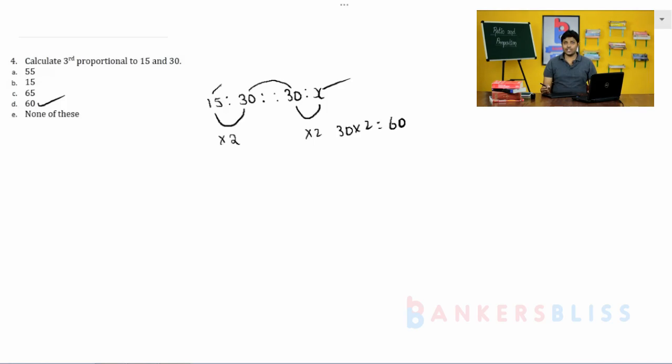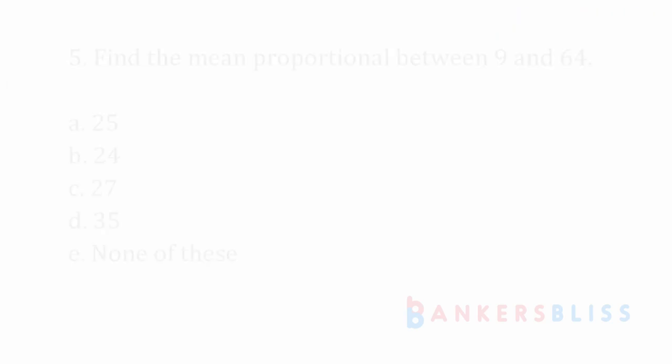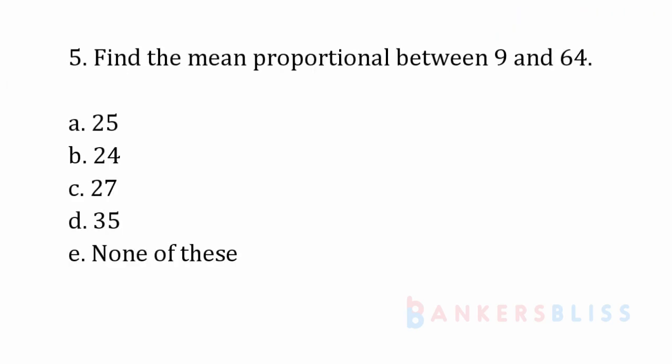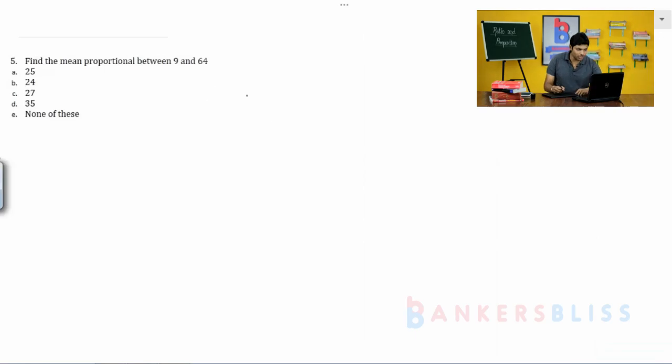Okay, let's move on to the next problem, problem number 5. Find the mean proportional between 9 and 64. So you have to calculate the mean proportional value. Mean proportional values means 9 is to x as x is to 64. So these two are the mean proportions.